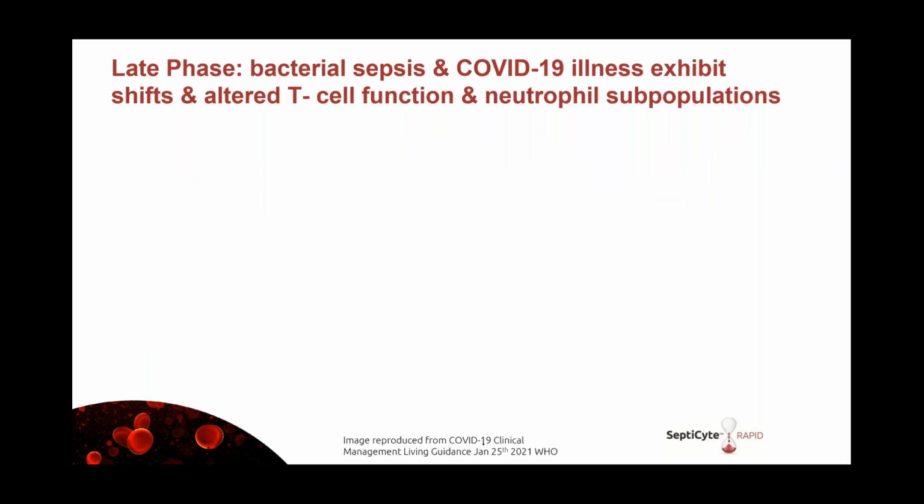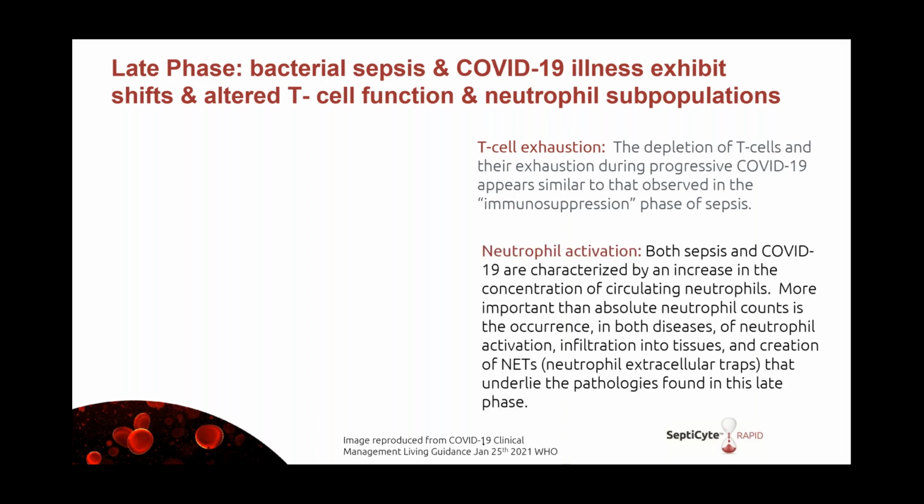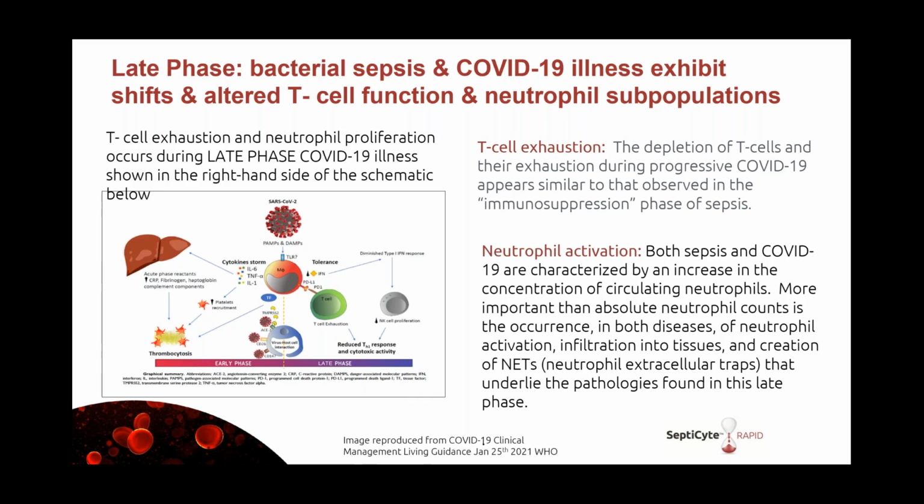In the late phase, both COVID-19 and bacterial sepsis have altered T cell function and major changes in neutrophil subpopulations. T cell exhaustion is seen both in bacterial sepsis and in COVID-19. Neutrophil activation in these two disease processes is very similar, with increase in concentration of circulating neutrophils and absolute neutrophil counts. In both these diseases there is activation, infiltration into tissues, and creation of neutrophil extracellular traps, very similar processes in bacterial and COVID illness. This is also described in the diagram I previously showed on the right-hand side, with reduced T cell response and cytotoxic activity resulting in cell death and breakdown.